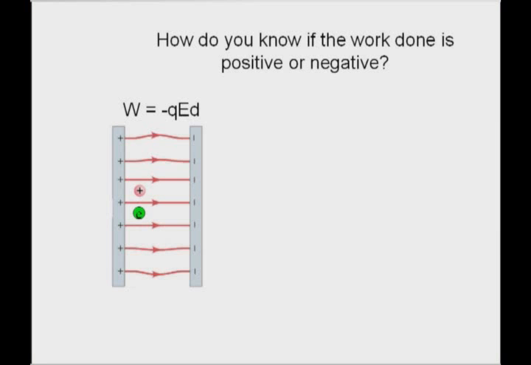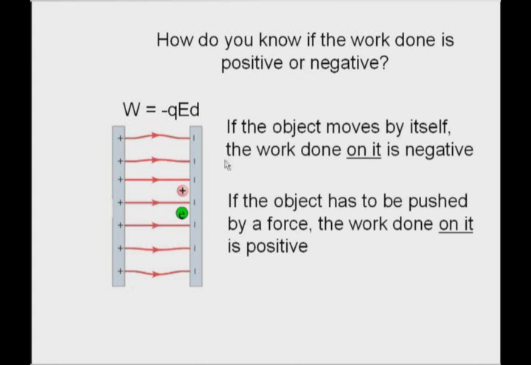So let's look at this. How do we know if the work's going to be positive or negative? I have a proton, I have an electron, and I am going to push them from the positive plate towards the negative plate. One of these particles, I am doing work on it, and one of these particles, I'm doing negative work. The way it works is, if the object moves by itself, the work done on it is negative. So that would be the proton. The proton is going to repel from the positive plate and attract to the negative plate. It's going to go all by itself. I don't have to push it.